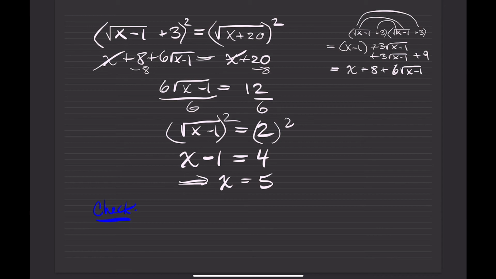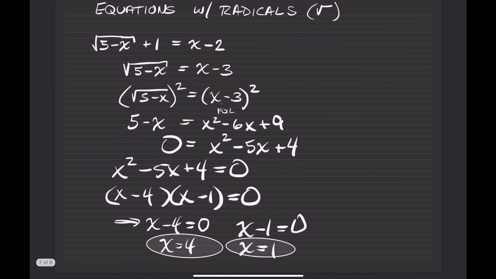So if we do that, the square root of 5 minus 1 plus 3, we're hoping that that's going to be equal to the square root of 5 plus 20. So that's the square root of 4, that's 2, plus 3. Is that equal to the square root of 25? It is. Now if we go back to the previous problem, if we check these, notice we got two solutions in this case, because that x didn't cancel out. We want to make sure these are correct.